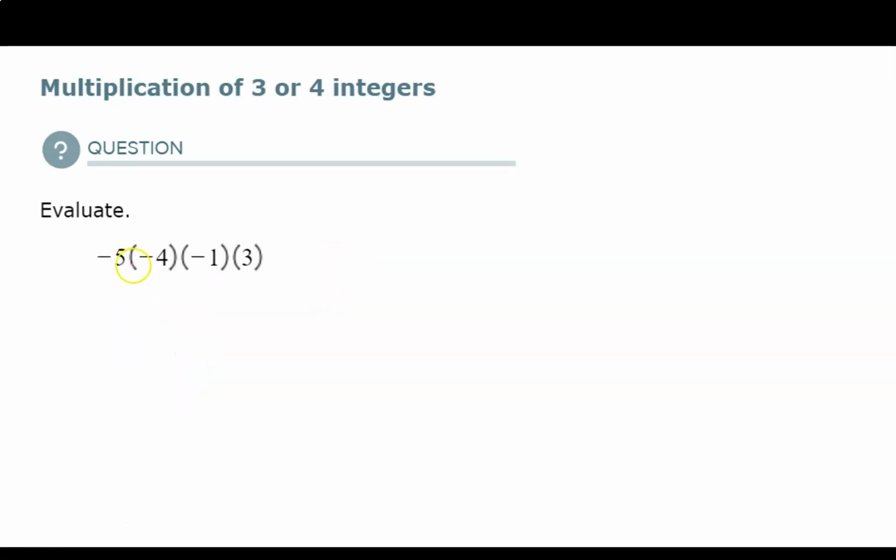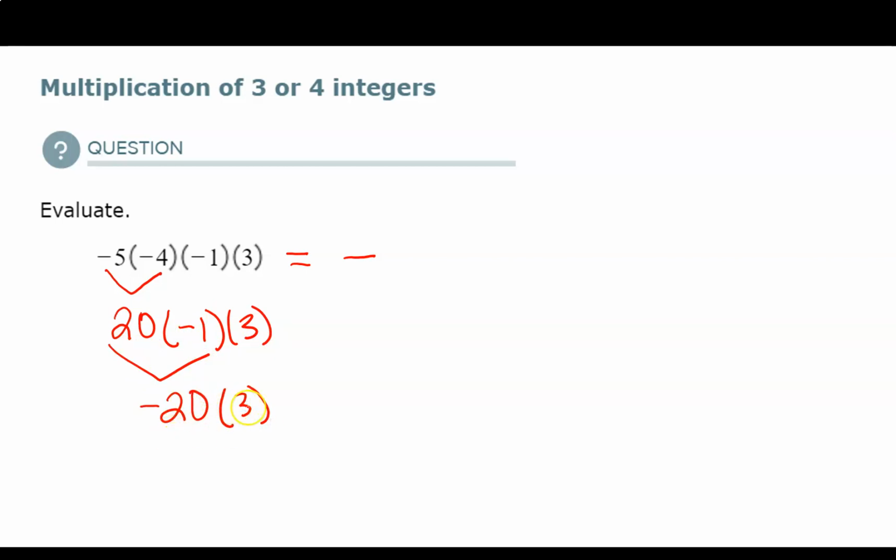We'll try one more. I see 3 negative numbers, so I should have a negative on my answer. Negative 5 times negative 4 is positive 20. Positive 20 times negative 1 is negative 20. And negative 20 times 3 is going to be negative 60.